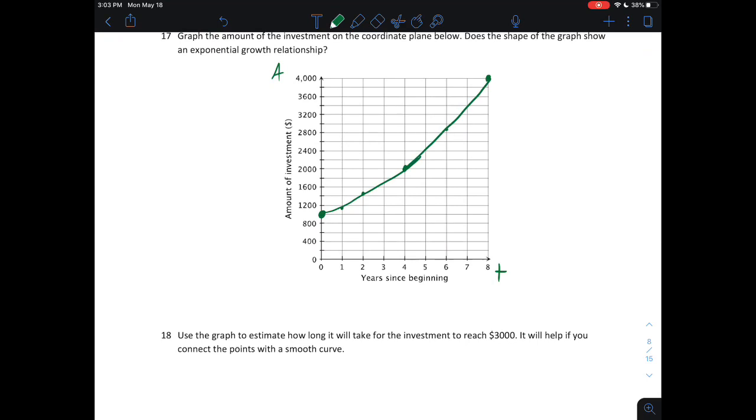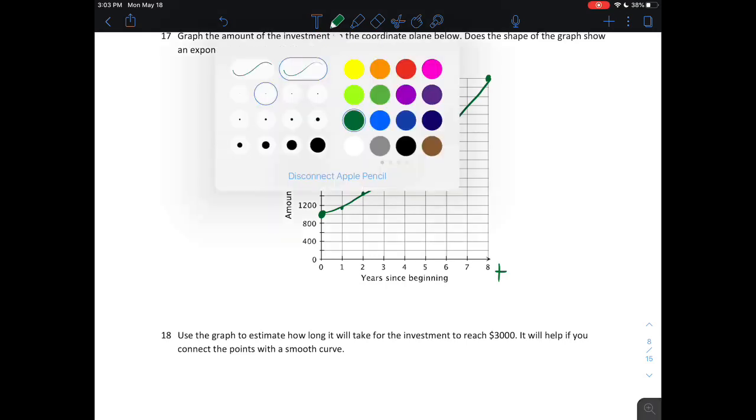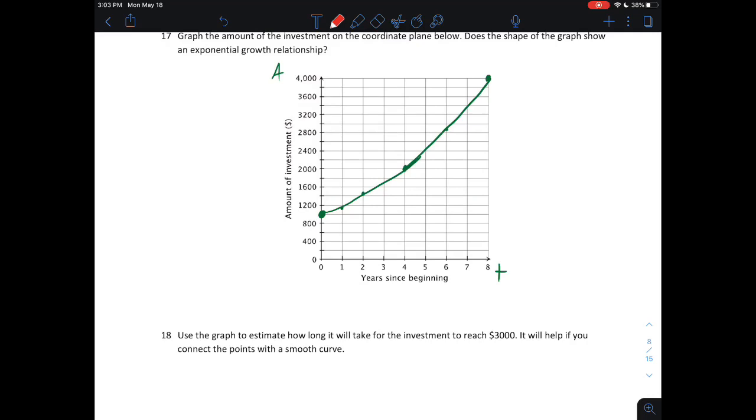Number 18, use the graph to estimate how long it will take for the investment to reach $3,000. It will help if you connect the points with a smooth curve. So we've already connected the points with a smooth curve. $3,000 is here, so let's just find where 3,000 intersects with the graph, and it looks like somewhere between 6 and 7 years. Okay, so between 6 and 7 years.